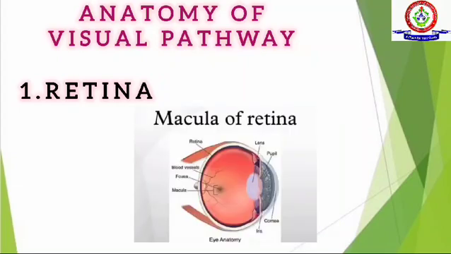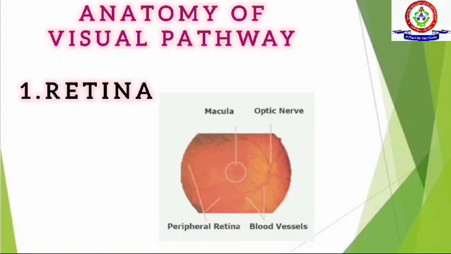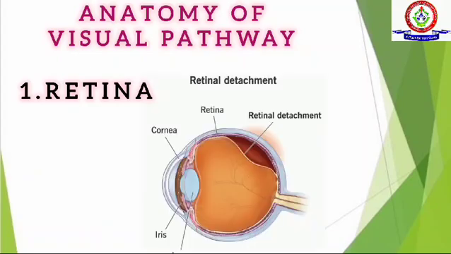The macula, a small specialized area in the center of the retina where vision is sharpest due to a high density of cones. The fovea at the center of the macula contains only cones. The peripheral retina contains more rods and is more sensitive to light, aiding in peripheral vision. Fifth, retinal detachment, a serious condition in which the retina separates from its underlying layer, leading to vision loss.